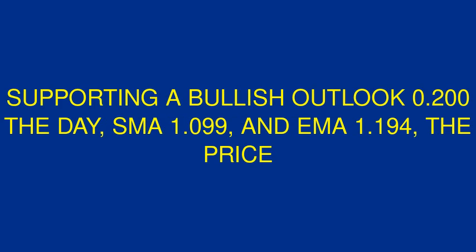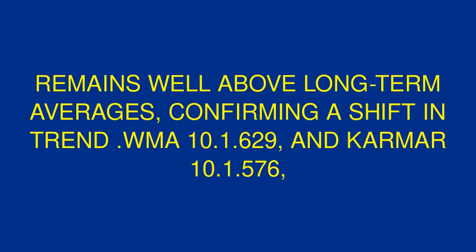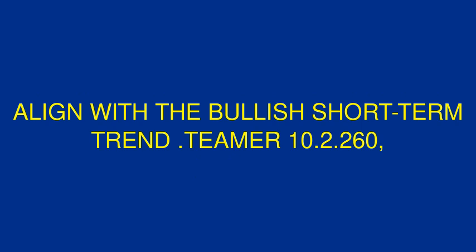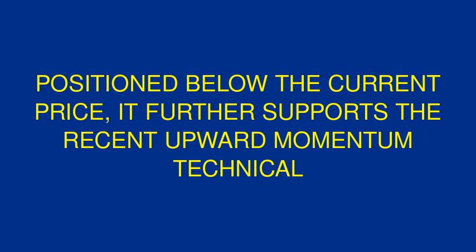100-day SMA $1.233 and EMA $1.295. The stock is significantly above these levels, supporting a bullish outlook. 200-day SMA $1.099 and EMA $1.194. The price remains well above long-term averages, confirming a shift in trend. WMA 10 $1.629 and KAMA 10 $1.576. These adaptive indicators align with the bullish short-term trend. TEMA 10 $2.260. Positioned below the current price, it further supports the recent upward momentum.